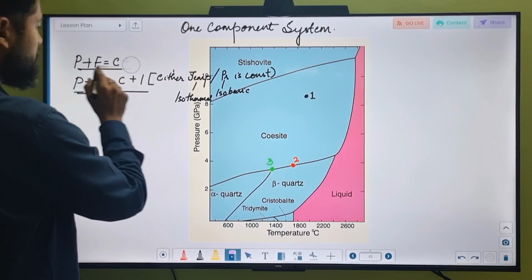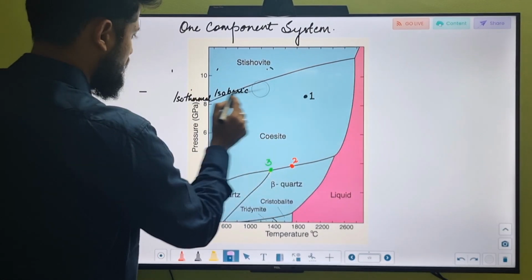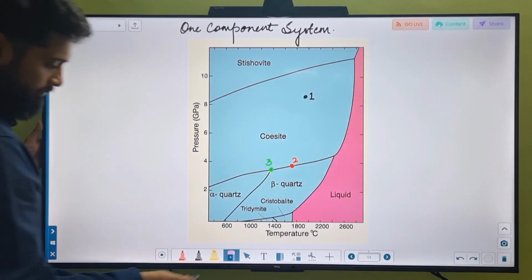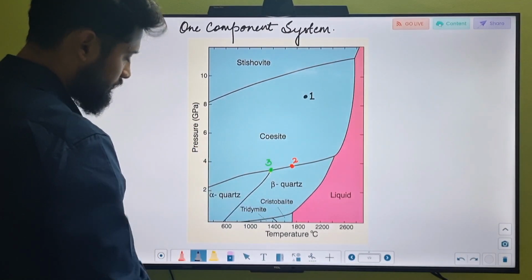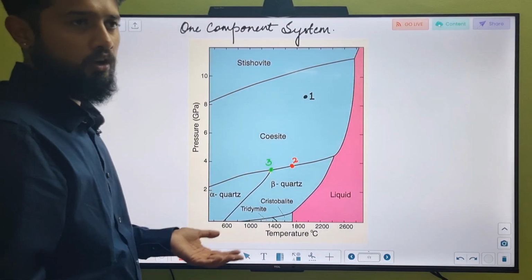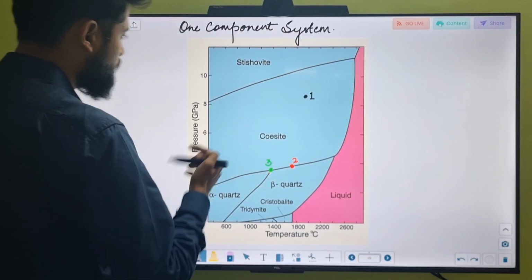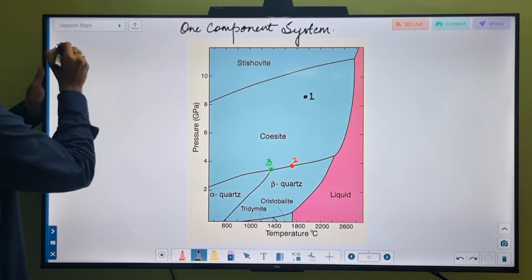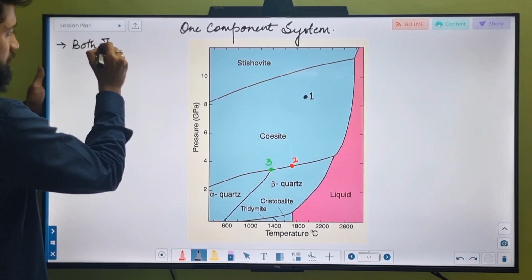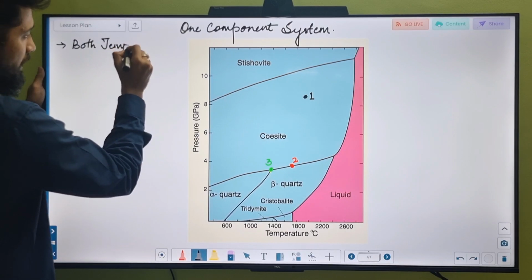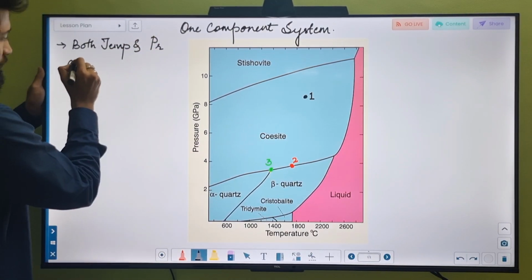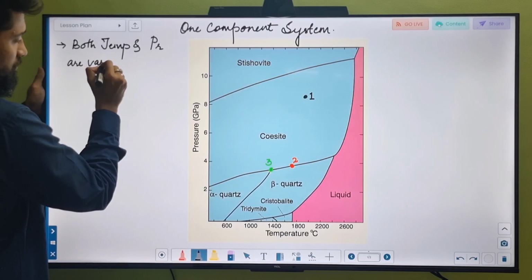Okay, so here in one component system, they have not given either it is isobaric or isothermal. So here both temperature and pressure are variable.